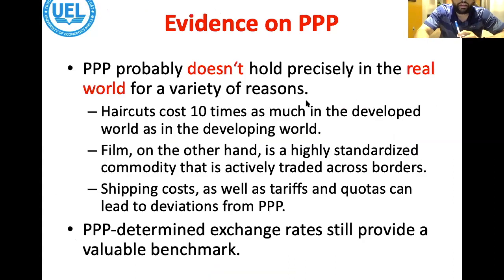Now, evidence on triple P. Triple P probably doesn't hold precisely in the real world, as I mentioned, for a variety of reasons. For example, a haircut costs 10 times as much in the developed world as in developing nations. A haircut in Vietnam, on average, maybe 40,000, 50,000 Vietnamese dong, I guess, just taking an average.